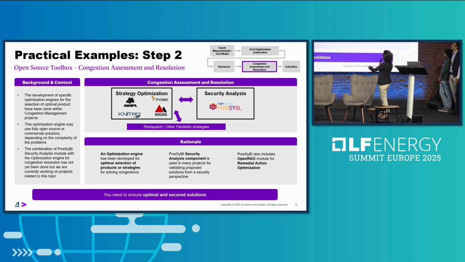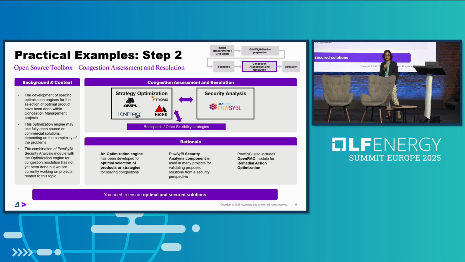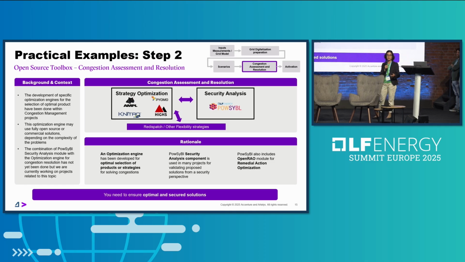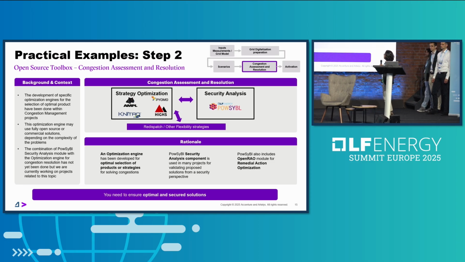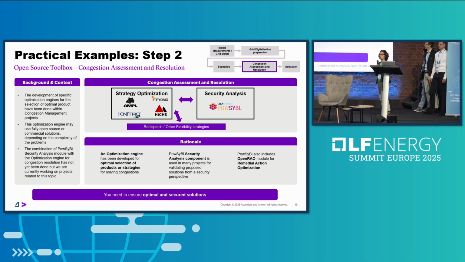There is another step that we haven't really attacked in congestion management, which is security analysis, but of course, we have used the PowSyBl security analysis model in many, many projects. The idea is that when you choose your optimal strategy, you need to be sure that it's secure, right? So you have to run security analysis to really have the final strategy that you will activate. So those are the examples that we wanted to show, which are really a mix of different projects that tackled the different pieces of this congestion management process.